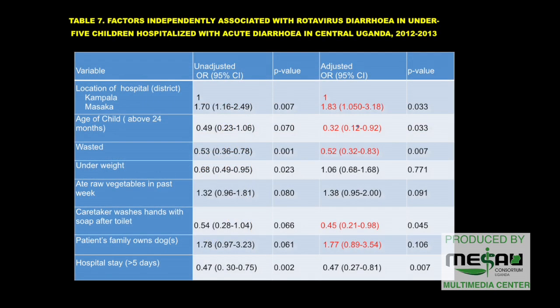Among the factors which were associated on multivariable analysis, we found that the children who were recruited from Masaka were more likely to have rotavirus infection. The children who are above 2 years were less likely to have rotavirus infection. The children who are wasted were also less likely to have rotavirus infection. And the caretakers who wash hands with soap after the toilet, their children were protected against rotavirus infection. Also, with a hospital stay of more than 5 days, you're less likely to have had rotavirus infection.